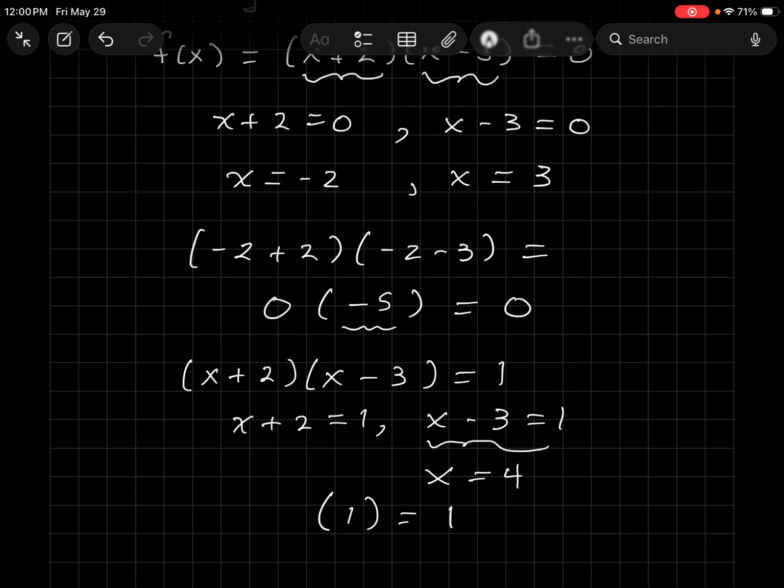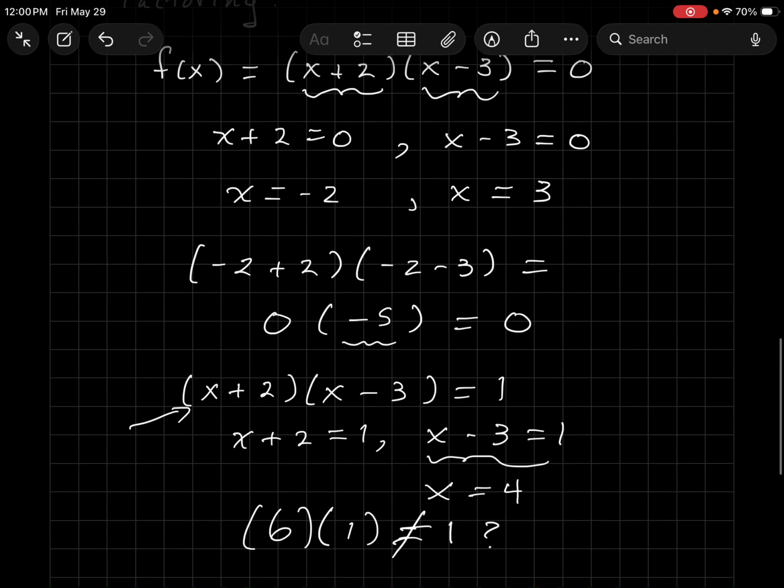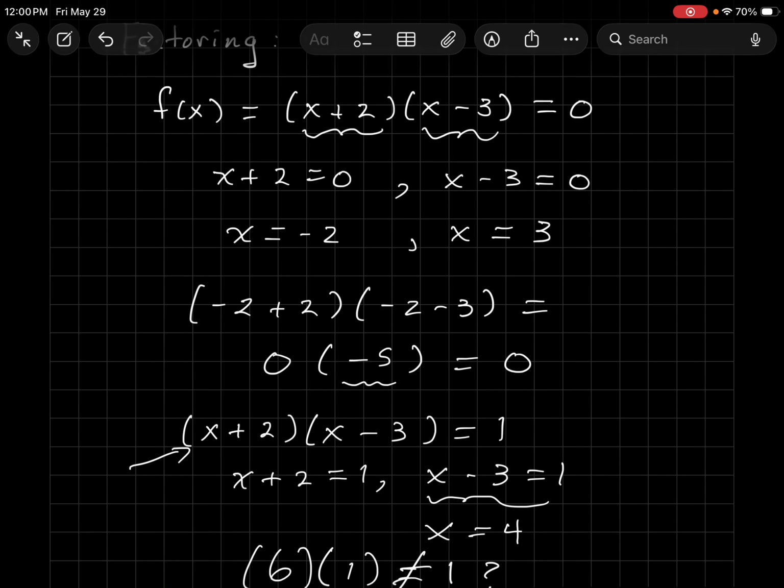But if I plug in x equals 4 into my first factor, I get 6. Does 6 times 1 equal 1? Well, of course not. So factoring works by finding zeros if and only if we're trying to find whether a function equals 0. It doesn't work for any other number. I mean, maybe one time it could, but in general, it doesn't work when we have quadratics.